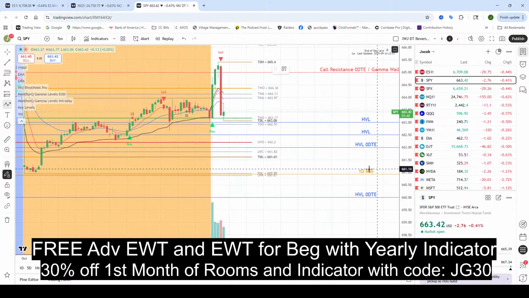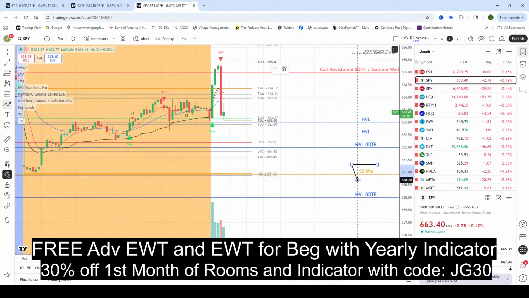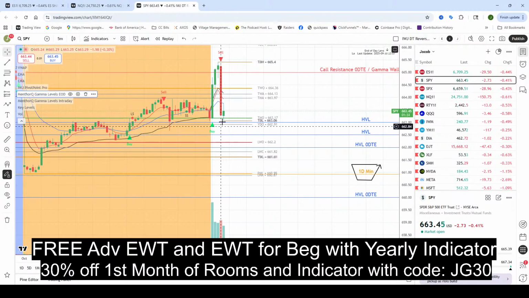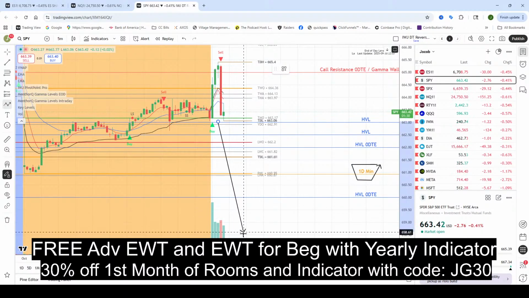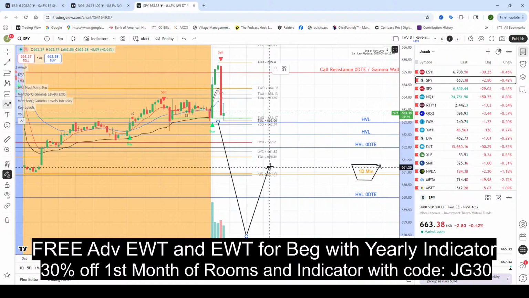Also, this is a closing number right here. So what that means is they can come down below it and then by the close be back up here. Why aren't you drawing for me?